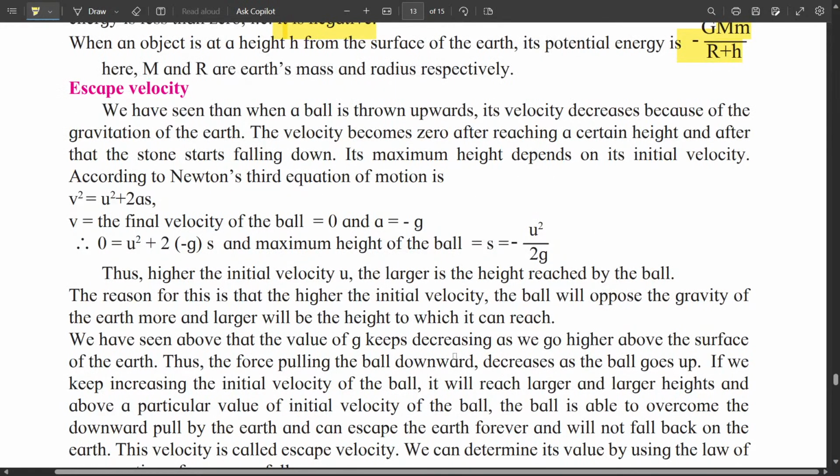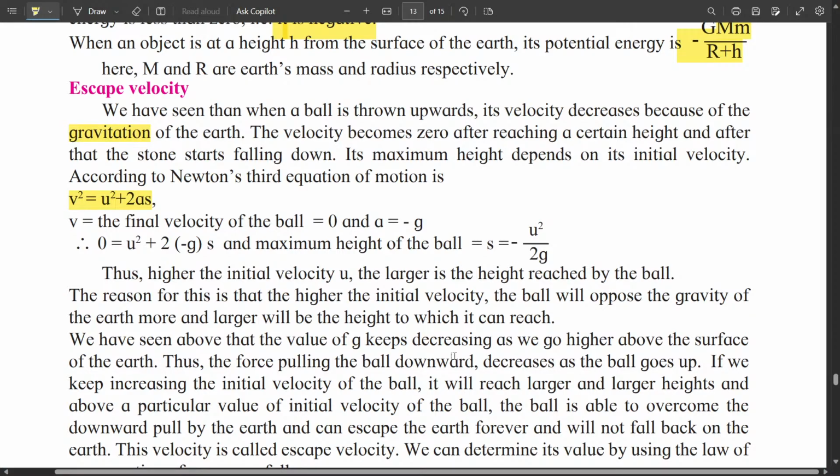We have seen that when a ball is thrown upwards, its velocity decreases because the gravitational force acting on that ball is in the opposite direction of its motion. It's towards the center of earth. At a certain height, the velocity becomes 0, and after that the ball starts falling down and its velocity increases in the downward direction. The maximum height reached by the ball can be found by Newton's third equation of motion, v square equal to u square plus 2as.